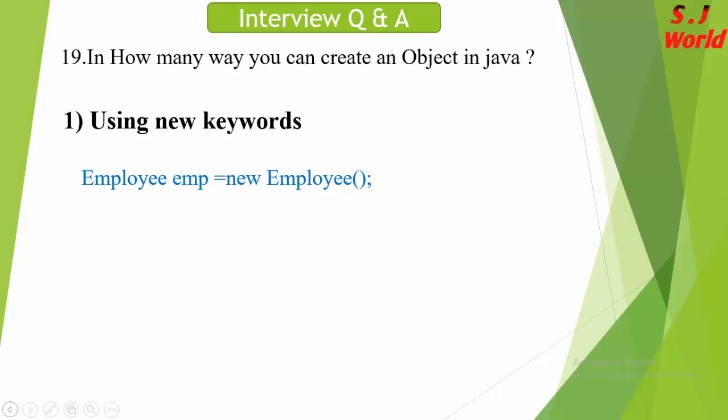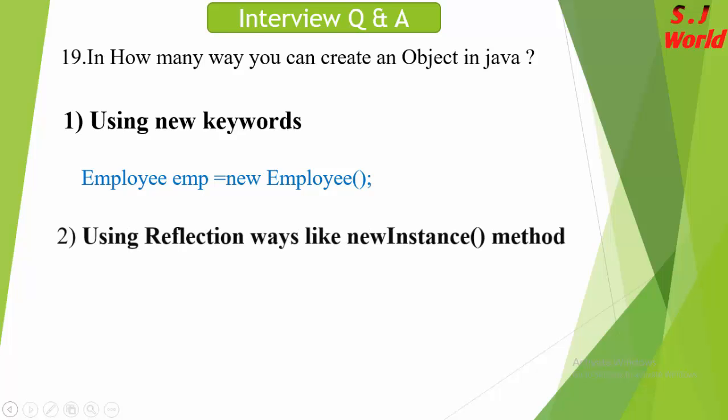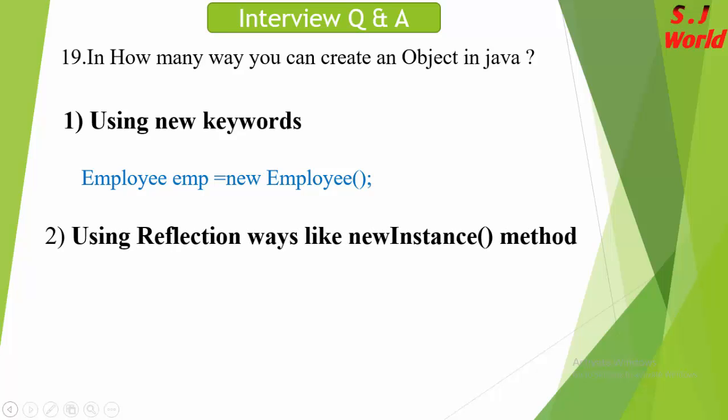Now the second way is using the reflection APIs, using reflection with the newInstance method. If you know about some frameworks like Spring, internally they use the reflection API and create objects of our classes. So how do they do it? Suppose we have an Employee class. That class we are going to load dynamically. So Class.forName is used to load our classes dynamically. Then the newInstance method will create the object dynamically. So this is one of the ways you can create an object.